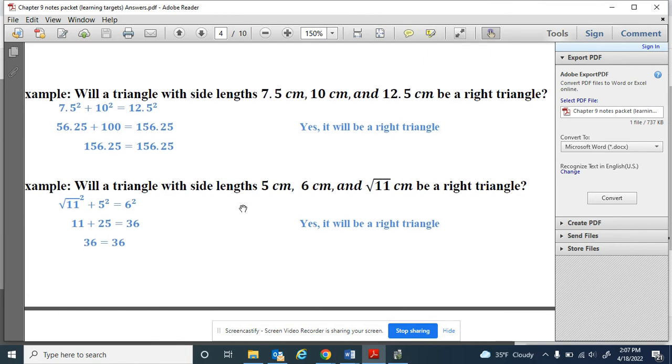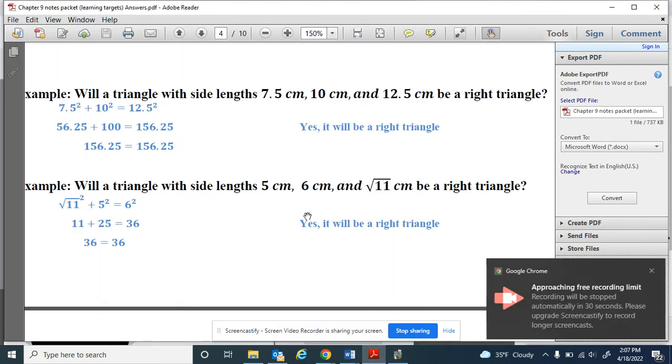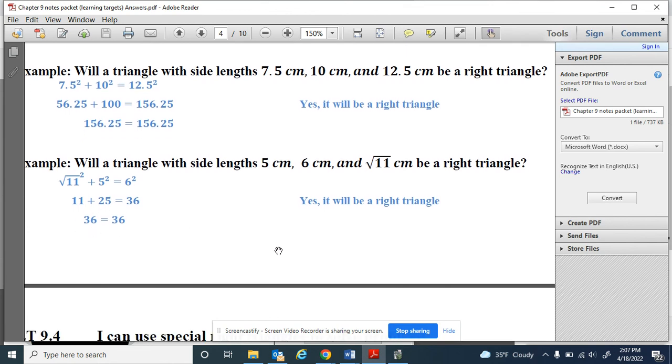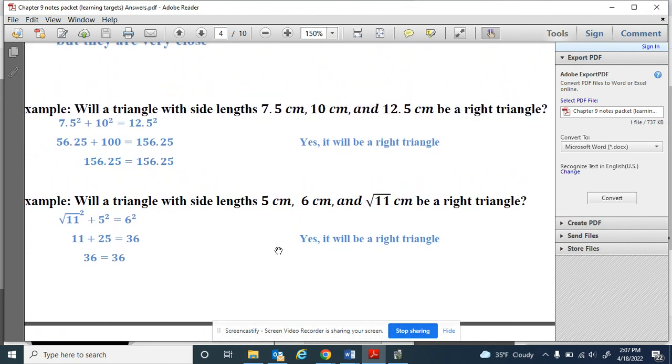Here, 5, 6, and square root of 11. If we take a look at the square root of 11, we can go ahead and take the square root of 11, and we get 3.316. So I know that's going to be the lowest number. So square root of 11 squared is 11, 5 squared is 25, and 6 squared is 36. And then we end up with 36 equals 36. So that one does work. That concludes lesson 9.3.